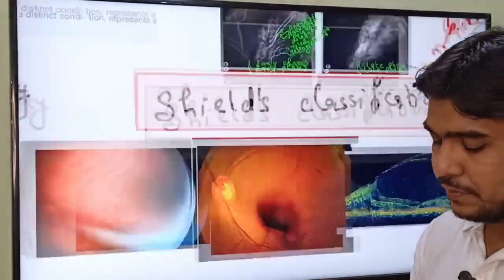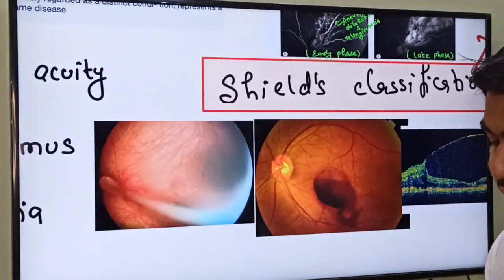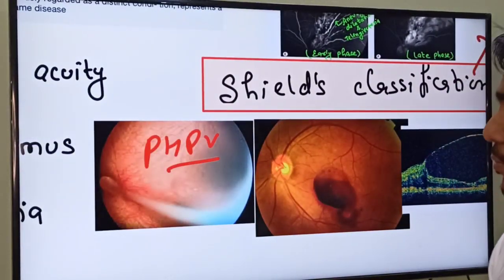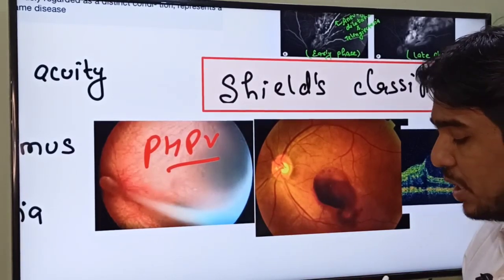What is this picture? This picture is PHPV. See, this is the persistent hyperplastic primary vitreous. What is this picture?